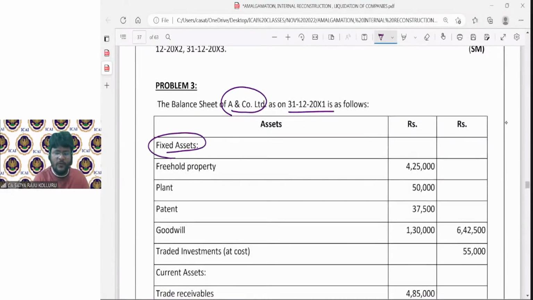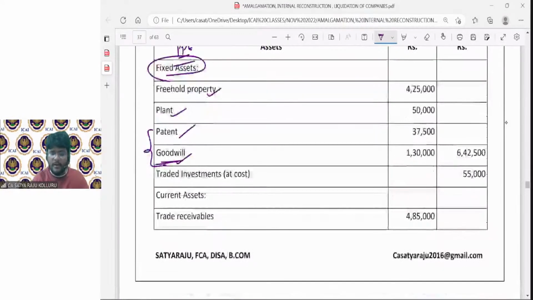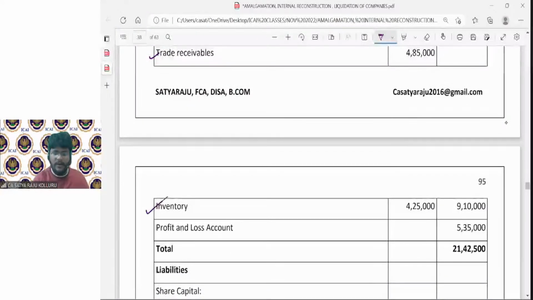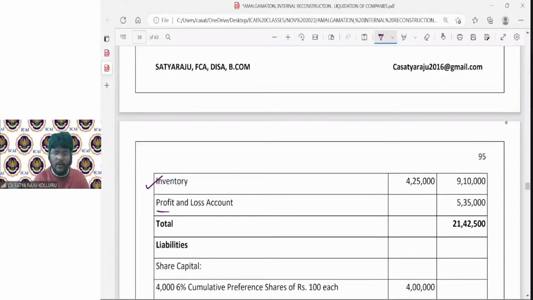Fixed assets, which is the old term, right now we should represent as PPE. Freehold property given, plant given, patent given, goodwill. If you check, intangible assets were also there. Patent and goodwill both are intangible assets. Trade investments are there. Under current assets, trade receivables given, inventory. P&L account debit balance is there, 5,35,000.